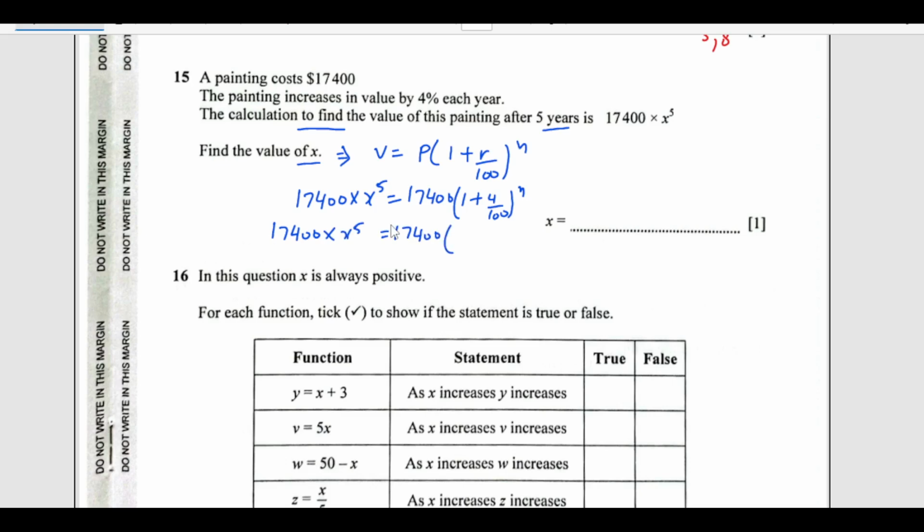This is 104 over 100, that will be 1.04 power n. So if you compare here, this is equal to this and x power 5 is there. n we are given 5 here. So n is 5 here. If this is 5, then value of x is 1.04.